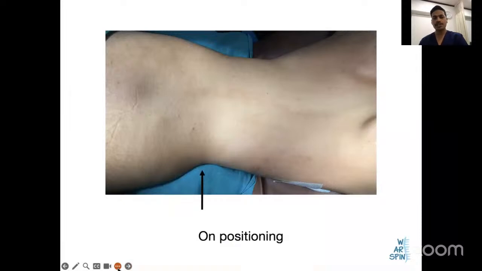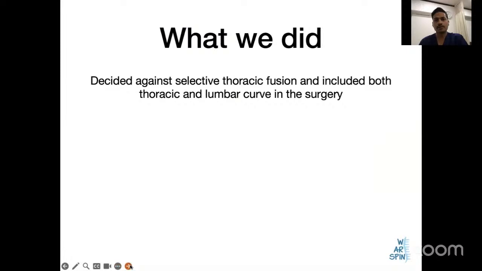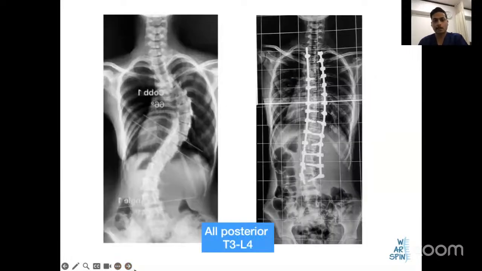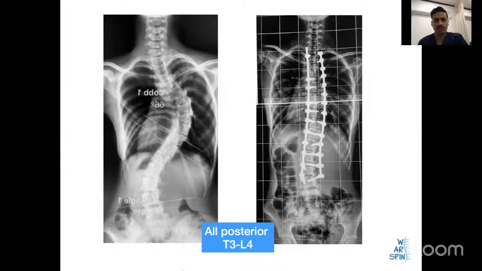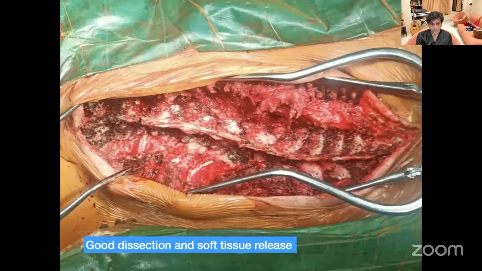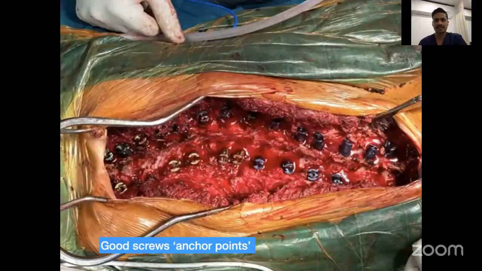Even after positioning, there was a greater amount of residual loin crease there. So we went ahead and went the full hog. We went all posterior T3 to L4, including both the curves. It's L3, I think? No, we went till L4. Okay. Next. We can go till the last slide.